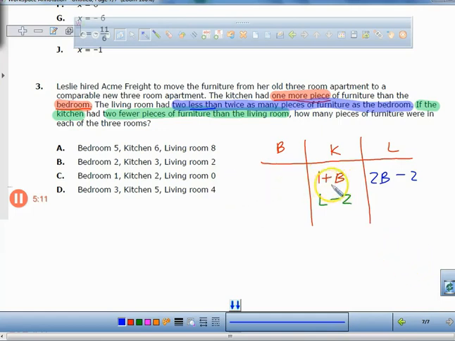Let's check our answers here. Where is the kitchen? 1 more than the bedroom. Kitchen, 1 more than the bedroom. There. Yep, that works. Yep, that's 1 more. Yep, that's 1 more. That one's not 1 more. That's 2 more. Yeah, we're going to mark that one off.